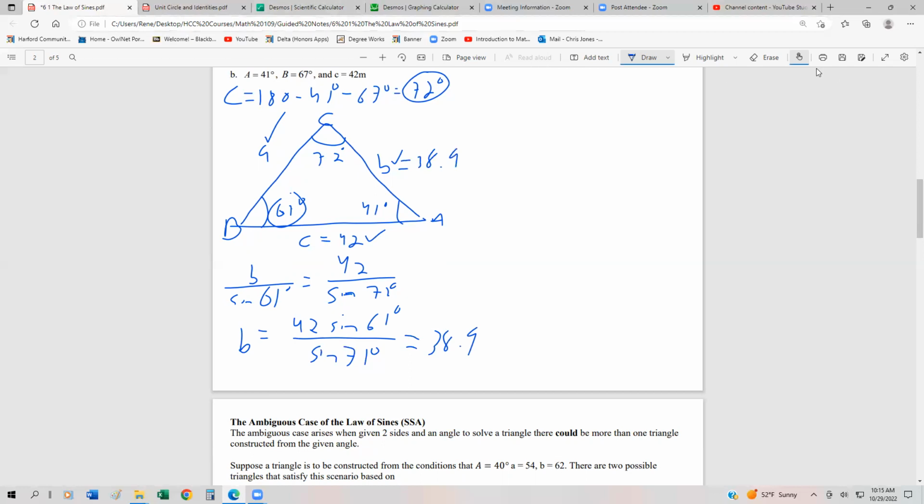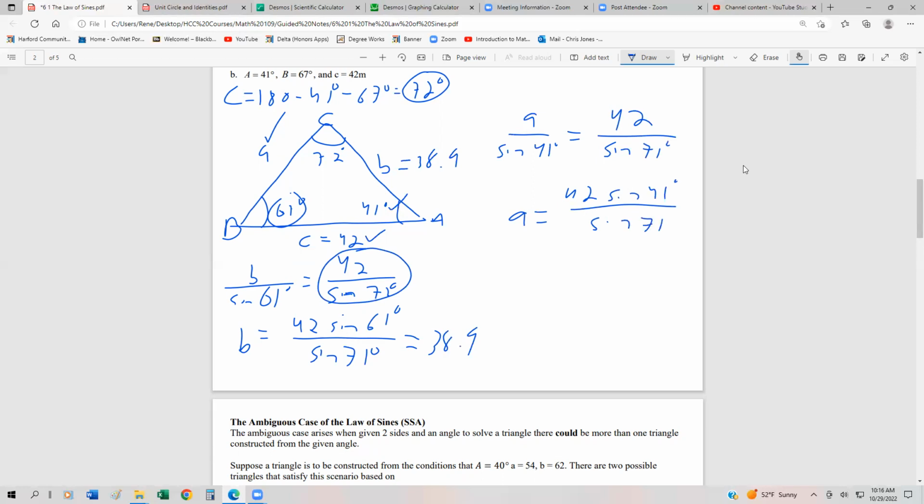Okay, so that's done. And then finally, let's just use the exact same ratio for C, but let's find side A. We're going to say that A divided by the sine of A, which is 41 degrees, is going to be equal to, we could just use this ratio again, C to C. So 42 divided by sine of 72 degrees. I'm going to multiply both sides by sine of 41. So A is going to be 42 sine 41 degrees divided by sine 72 degrees.